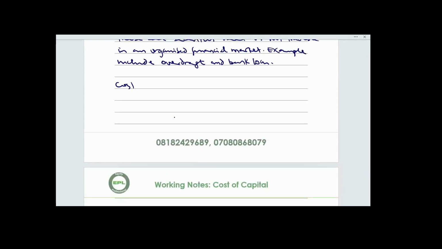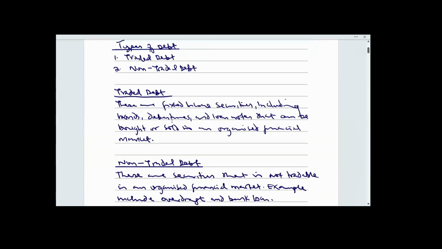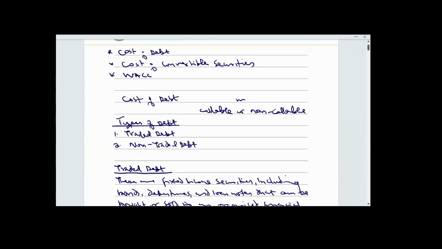So, cost of irredeemable debt. The irredeemable debt is a kind of debt whereby the company is expected to... have I told you that before? Have I explained irredeemable debt?